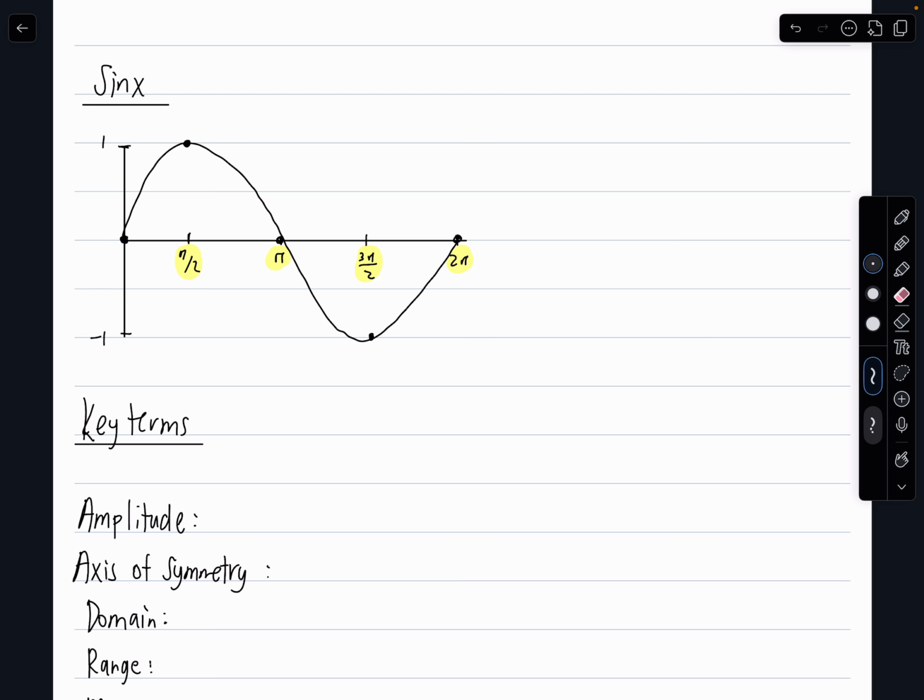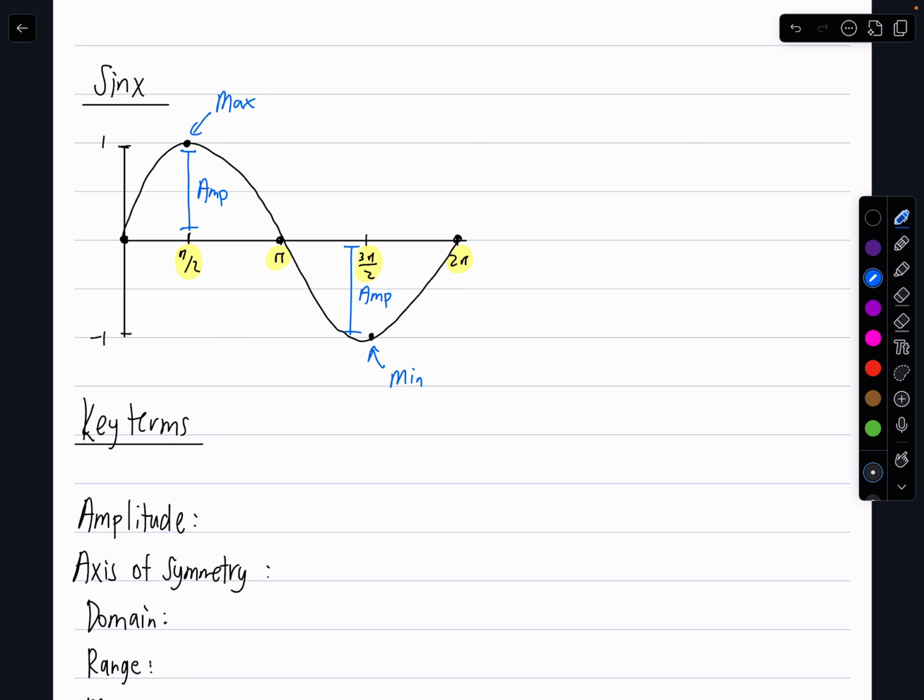So the first thing, let's define it. What actually is the amplitude? When you look at a graph, the amplitude is basically the distance between the max and the axis of symmetry, or the distance between the min and the axis of symmetry. This is called the amplitude. Because the graph is symmetrical, the amplitude from the axis of symmetry to the max is the same as from the axis of symmetry to the min. That brings us to the next point: what are the min and max? Obviously, this is the max, and this is the min.